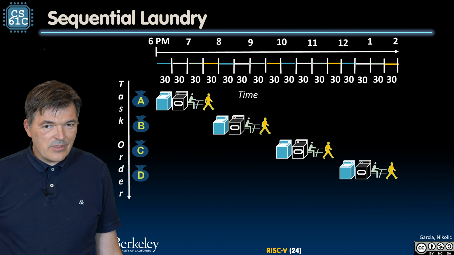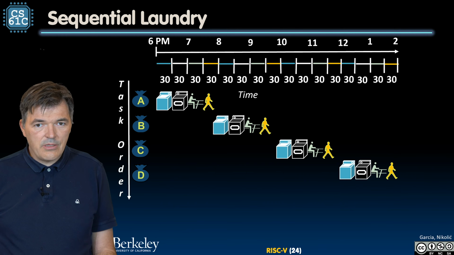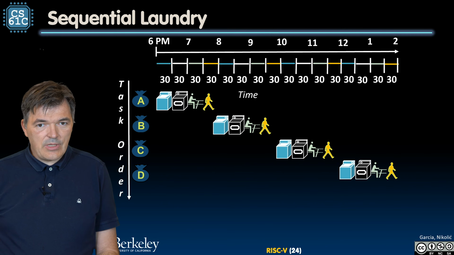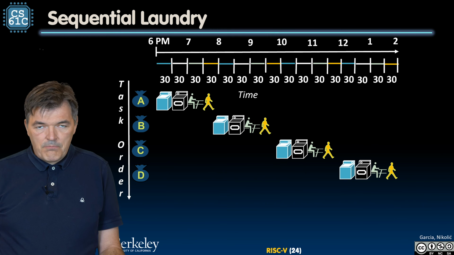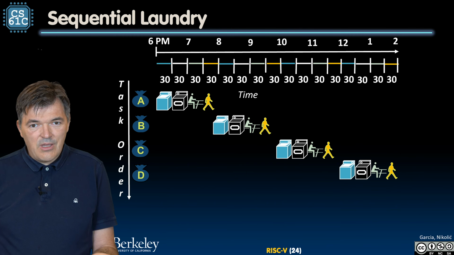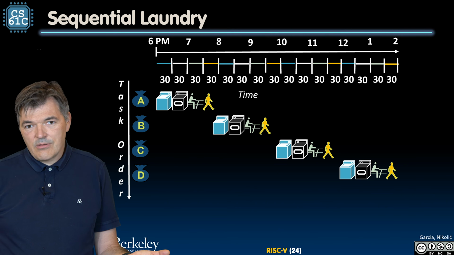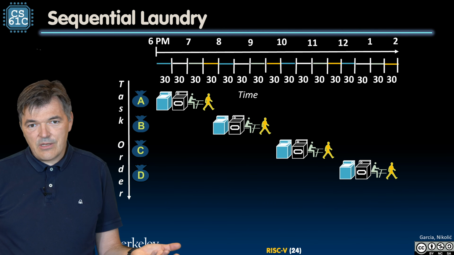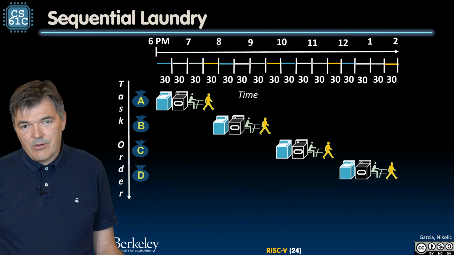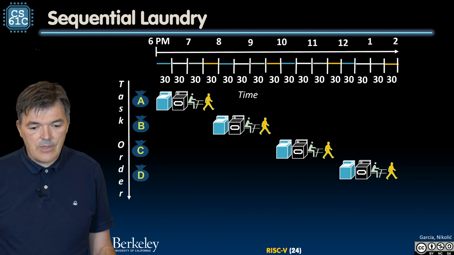Is there a better way to do this? Yeah, if you look at this scenario, 3/4 of the time our resources were not utilized. The washer was used for 30 minutes every 2 hours. The dryer was used for 30 minutes every 2 hours, and the folding area was utilized only for 30 minutes every 2 hours. We used the stairs for stashing our laundry only 30 minutes every 2 hours.